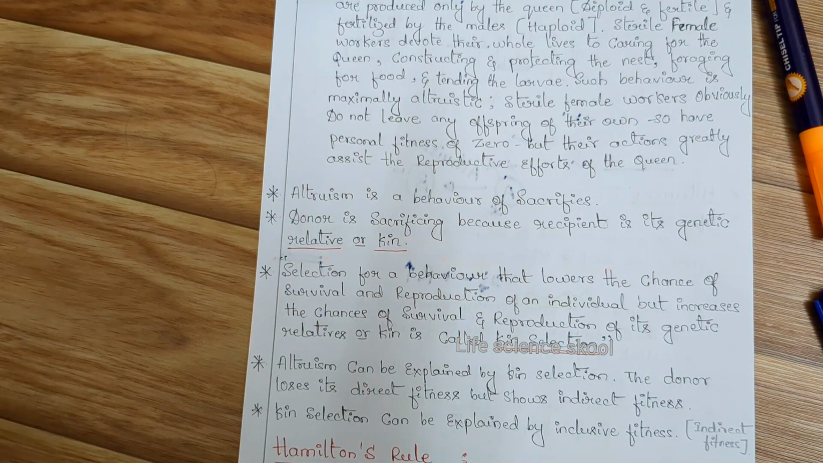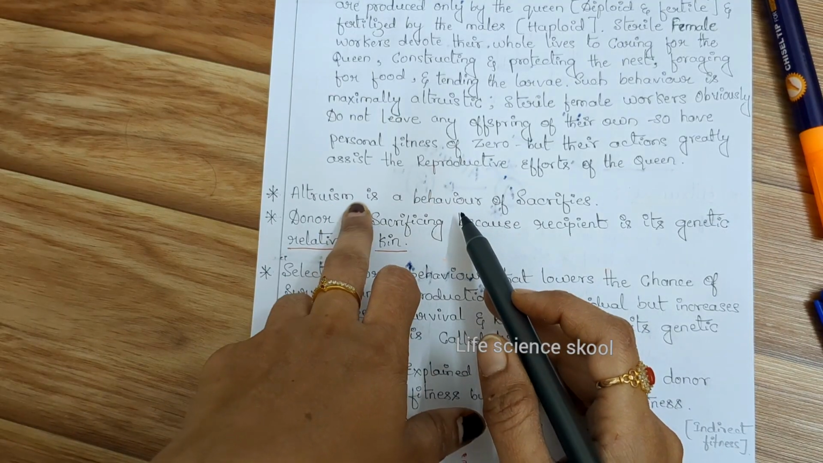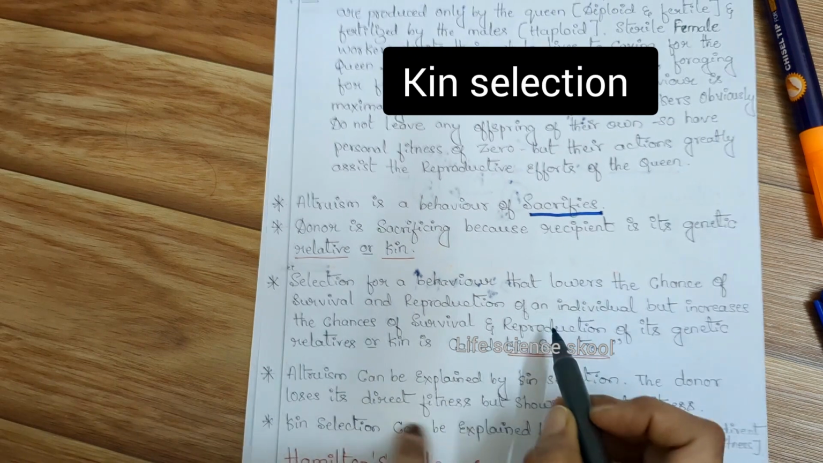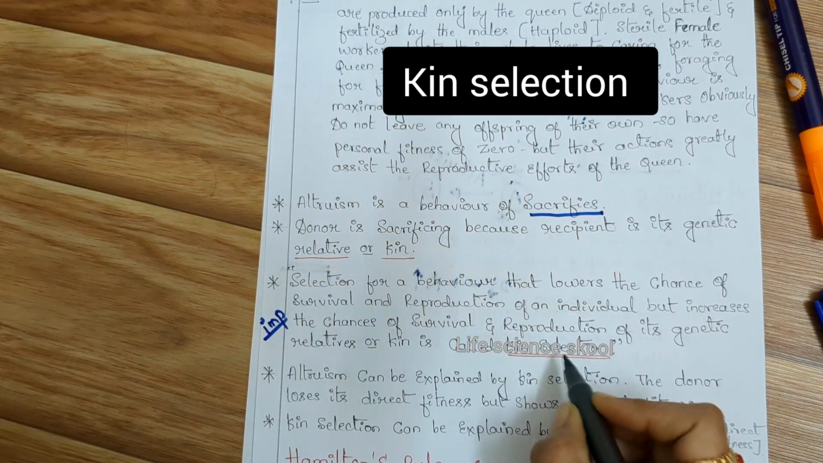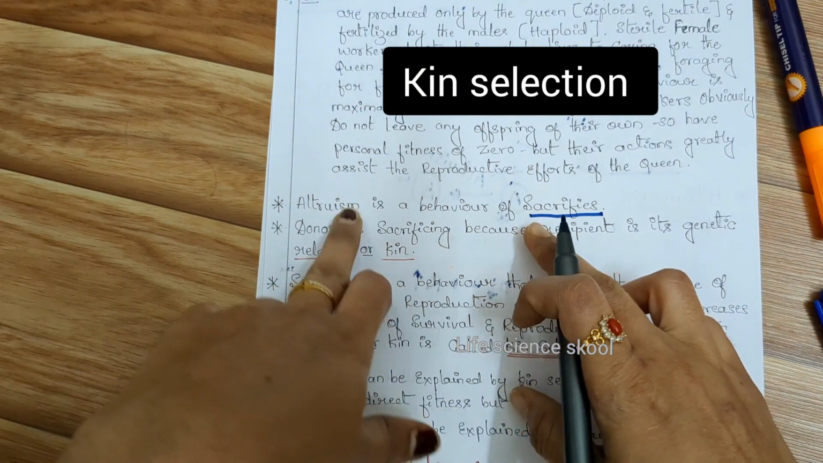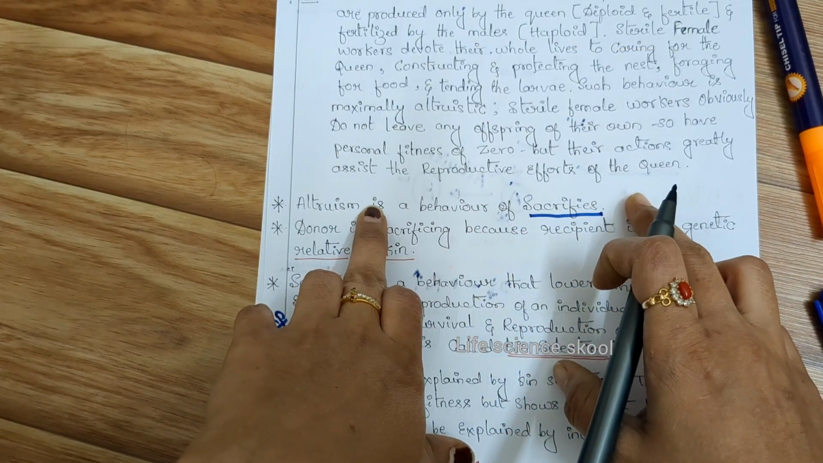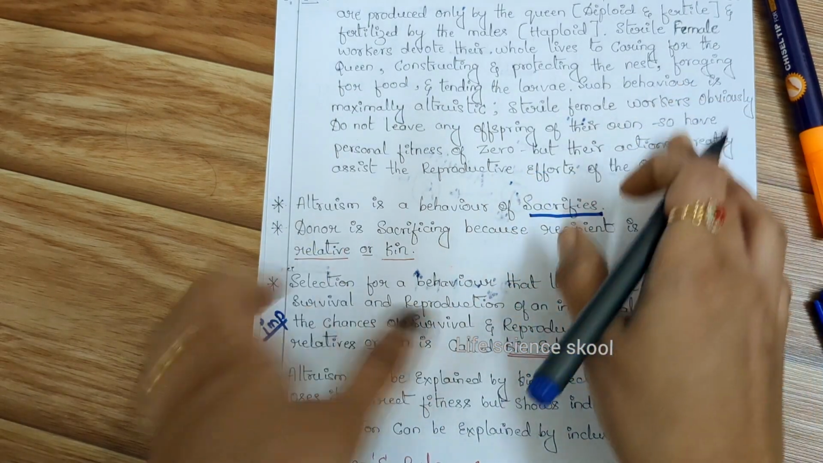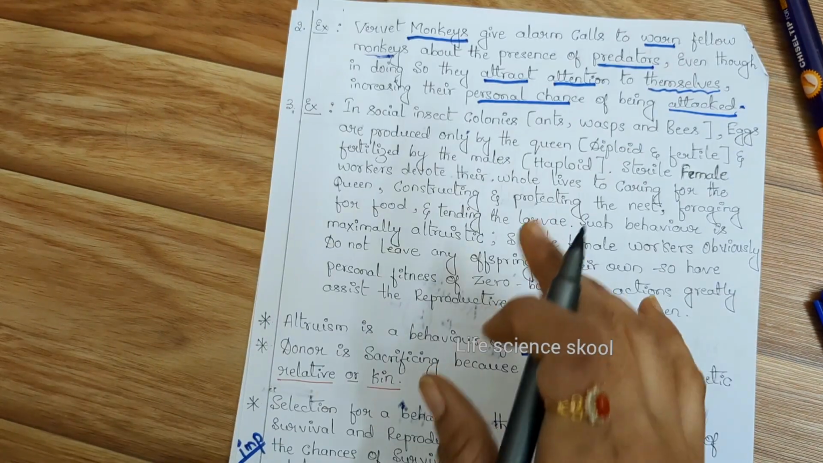Now I will move on to the next points. As I said before, altruism is a behavior of sacrifice. And here we will understand a very important concept, that is kin selection. We will look at what kin selection is. So we already know that altruism is a behavior of sacrifice, right? And here the donor is sacrificing. We got to know that from these examples.